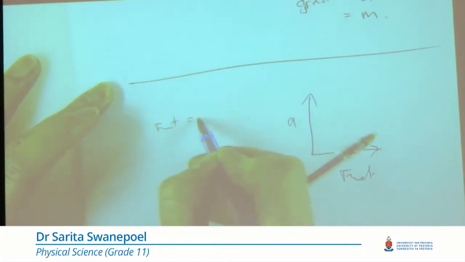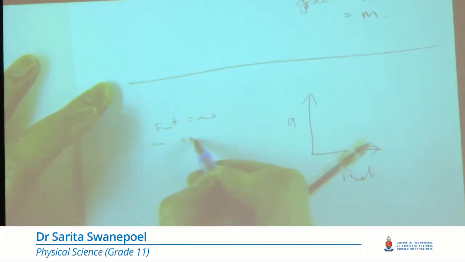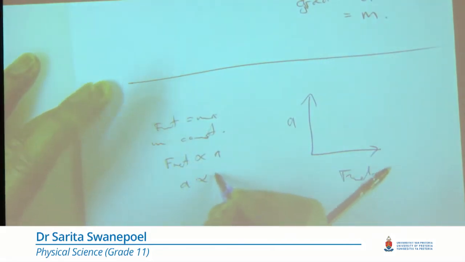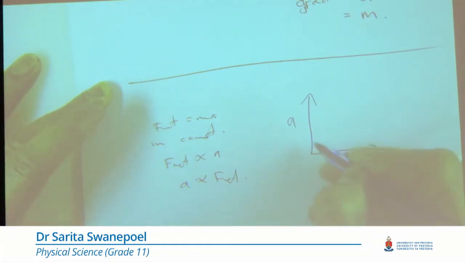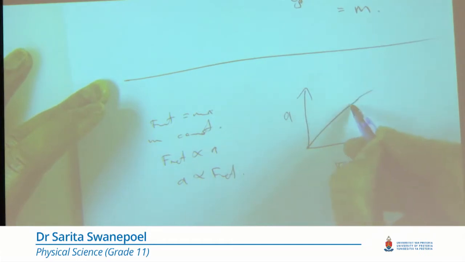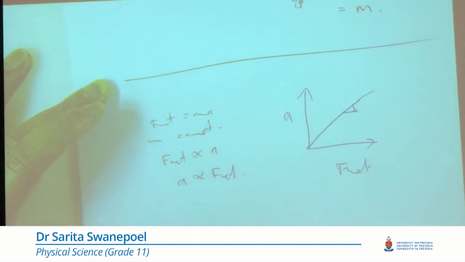But if I ask you to draw a versus F net, you would have done the same. F net equals m times a. M is my constant. So therefore, F net is directly proportional to a, or a is directly proportional, same thing. And therefore, a straight line through the origin. But this time, what is represented by the gradient?